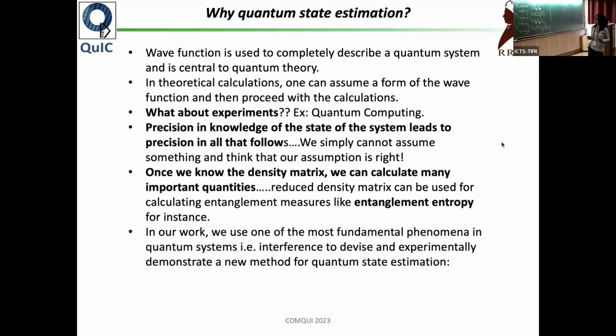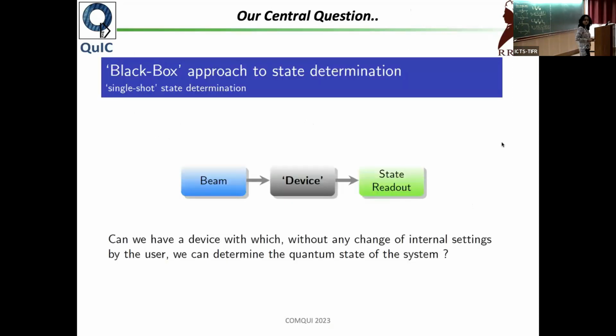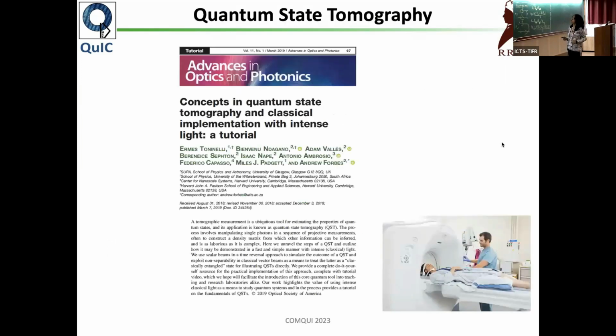So what we have done is we have used interference to devise and experimentally demonstrate a new method for quantum state estimation, which we call, and this is Ganpathy's coinage, quantum state interferography, as opposed to tomography. So this is the question: can we have a device with which, without any change of internal settings, we can measure the quantum state of the system? There are different ways. This is tomography, the CT scan. The same idea is used in quantum.